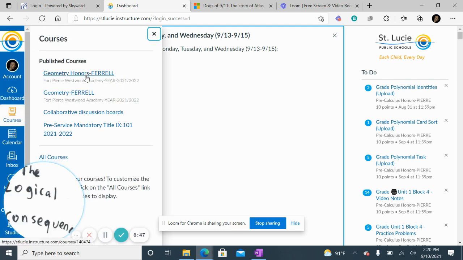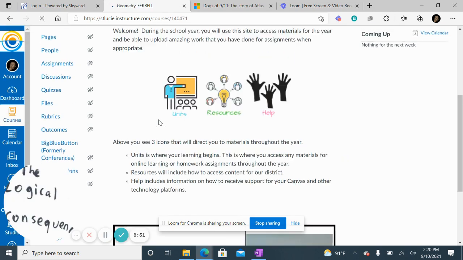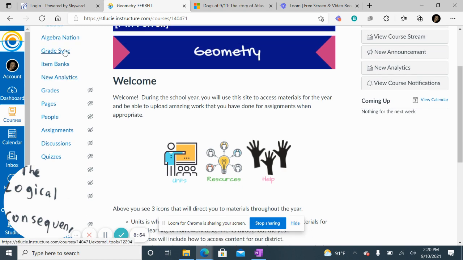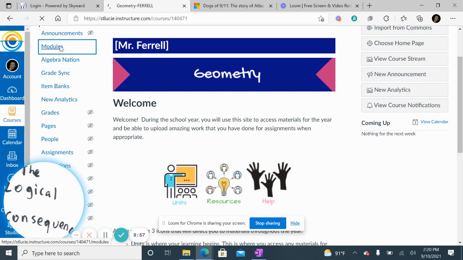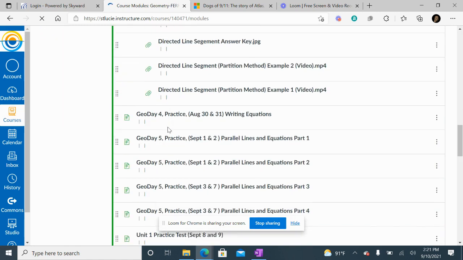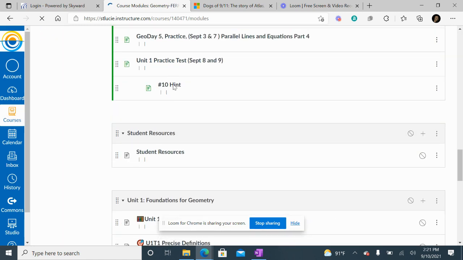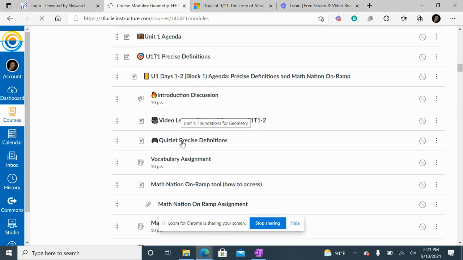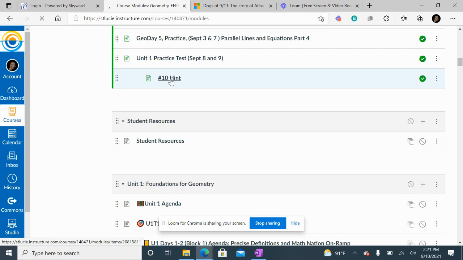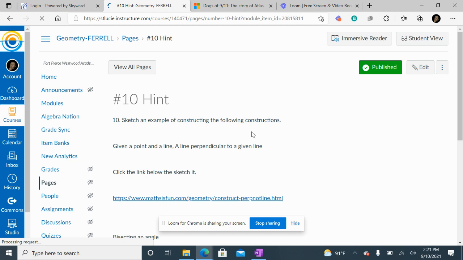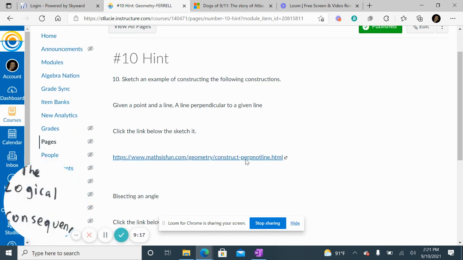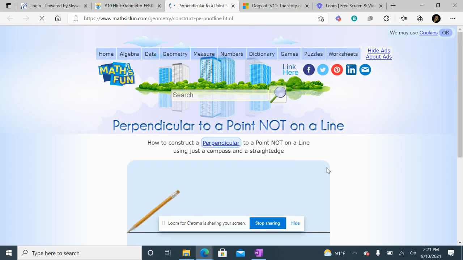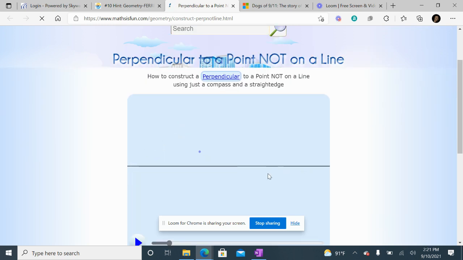All right, let's go to geometry. I'm going to go to modules. I'm going to scroll to the bottom, and I'm going to go to number 10, hint. This is where you get this information from. All right, sorry for the long pause. So I'm going to click here to get to the link. And then this is what you're drawing.